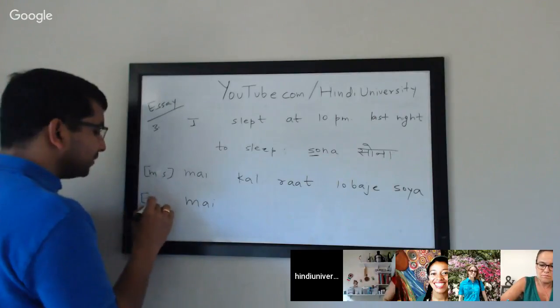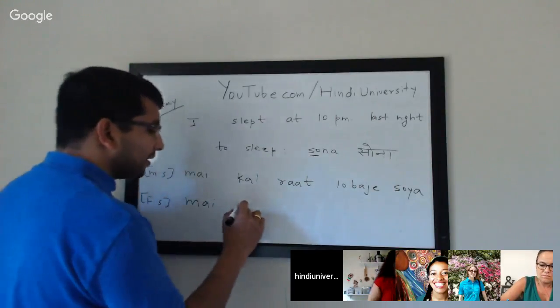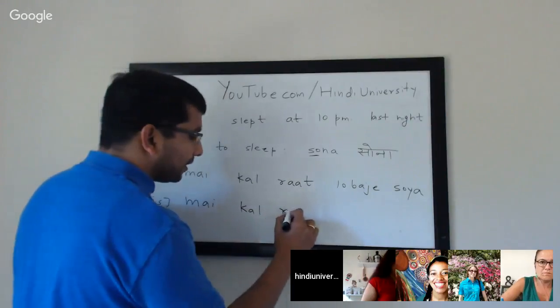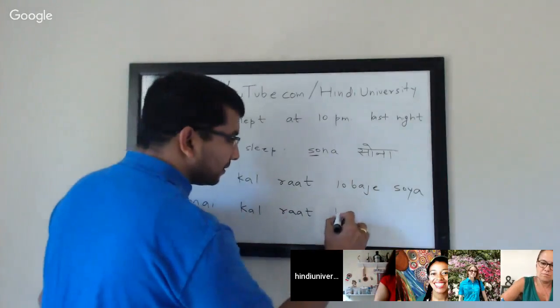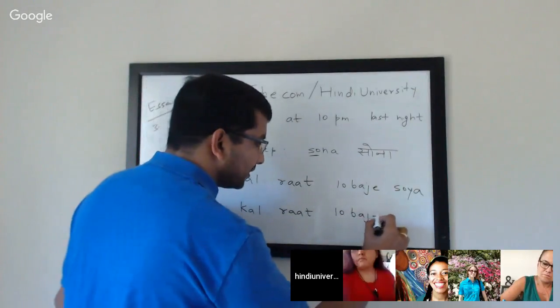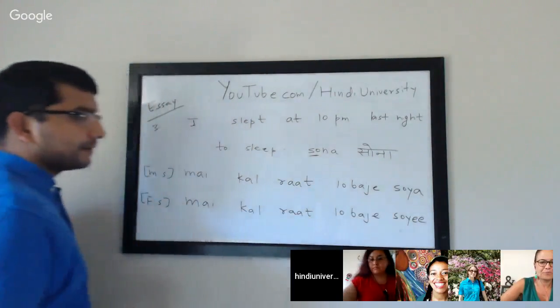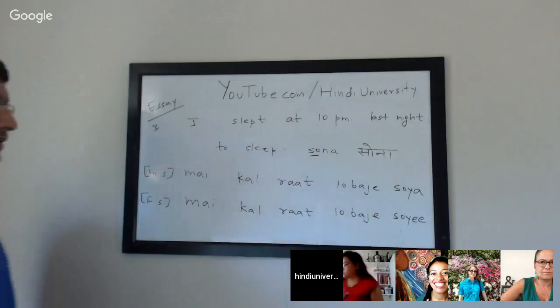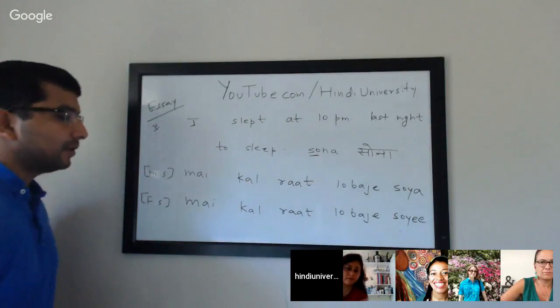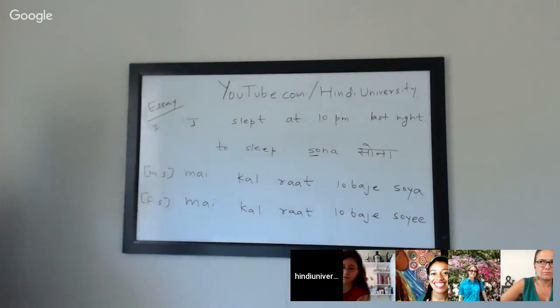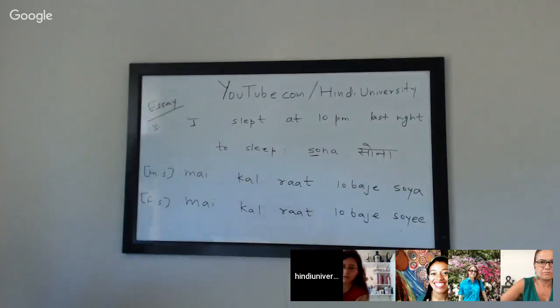For a feminine singular, it will be मैं कल रात 10 बजे सोई. Okay, मैं कल रात 10 बजे सोई. Or you can also say, पिछली रात. That's also fine. As Jenny has written down, that's also correct.